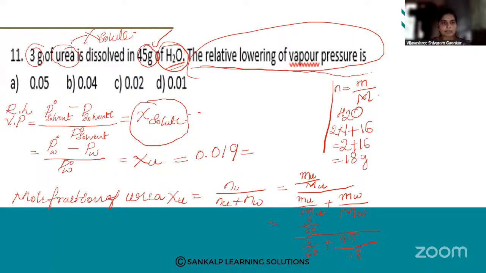Which is the answer here? Not A, not B, see C, children. Is it C? Yes, C. So which is approximately equal to 0.02, right? So option C is the correct answer. Option D is the wrong answer. So the right answer is option C. 0.019 is approximately equal to 0.02. So the right answer is option C. Next.